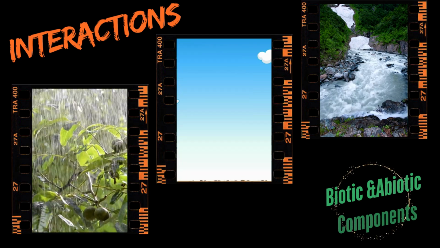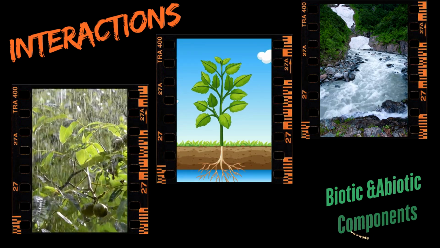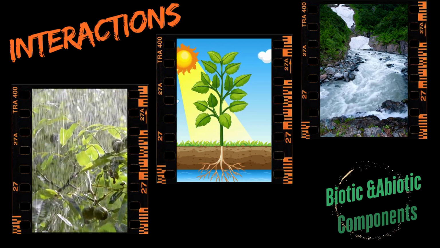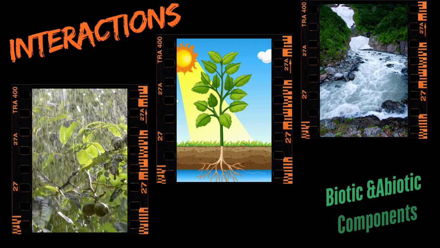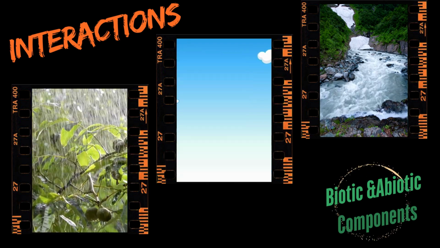The third interaction is to do with weathering, biological weathering. Some organisms cause biological weathering. This is when the rocks in the ground are broken up into smaller pieces by living things. Maybe tree roots breaking the rocks up as they grow.